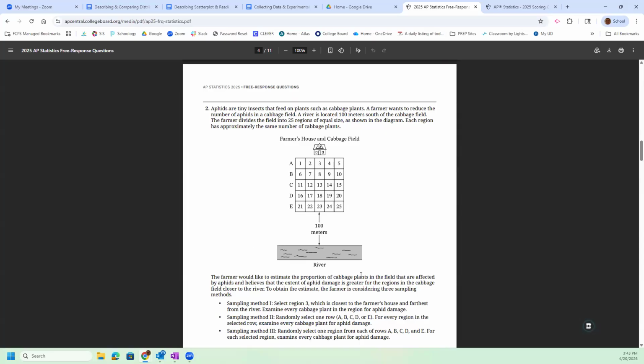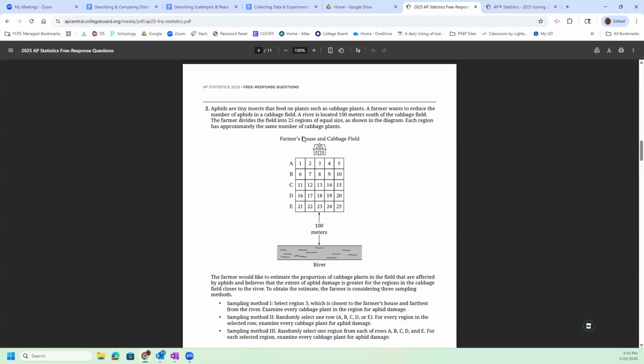The farmer would like to estimate the proportion of cabbage plants in his field that are affected by aphids and believes that the extent of the damage is greater for regions that are closer to the river. To obtain an estimate, the farmer is considering three sampling methods. So again, if we look at the sampling methods, we want to see, is this an observational study? Is this an experiment? So the first sampling method says we're going to select a region which is closest to the farmer's house and farthest from the river, and examine every cabbage plant in the region for aphid damage. So I would ask you, did he do anything to it, or is he just observing something? What do you think?